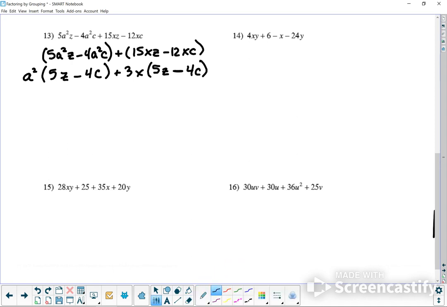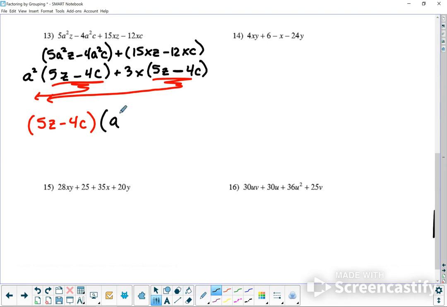Right. So this right here, we can go ahead and take that out. And this right here, go ahead and take that out. So what are we factoring out? 5z minus 4c. What do we have left behind? What's left behind is an a squared from that first chunk, and plus 3x from that second chunk.